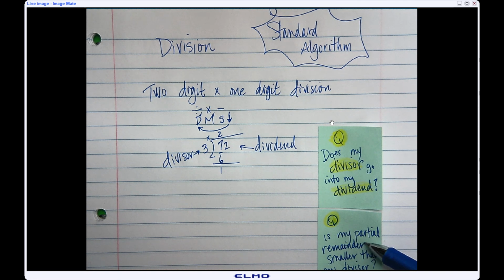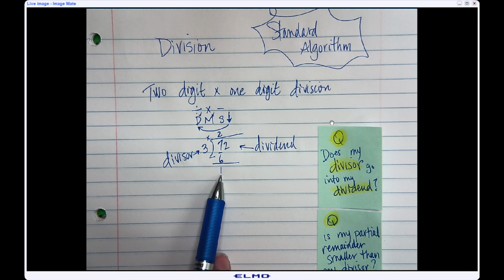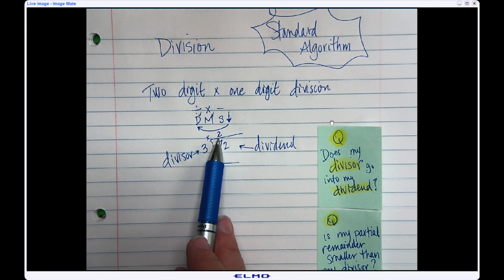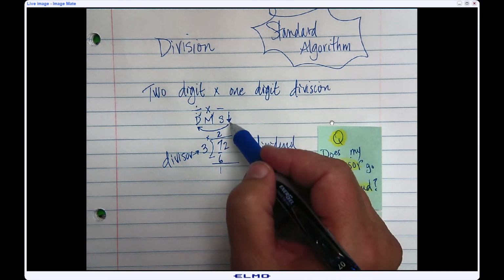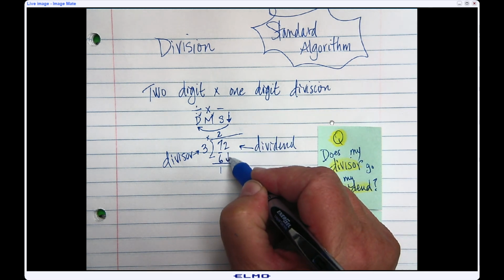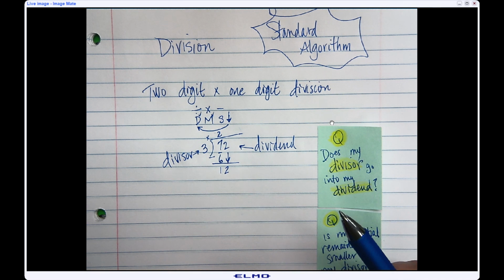I ask myself, is my partial remainder, right here, is my partial remainder smaller than my divisor? If it is smaller than my divisor, then I can continue. If it is larger than my divisor, it means I got this number wrong. So in this case, it is smaller than my divisor, so I can continue. My next step is that I bring it on down, 2, and then I bring it on back. I go back to the beginning.